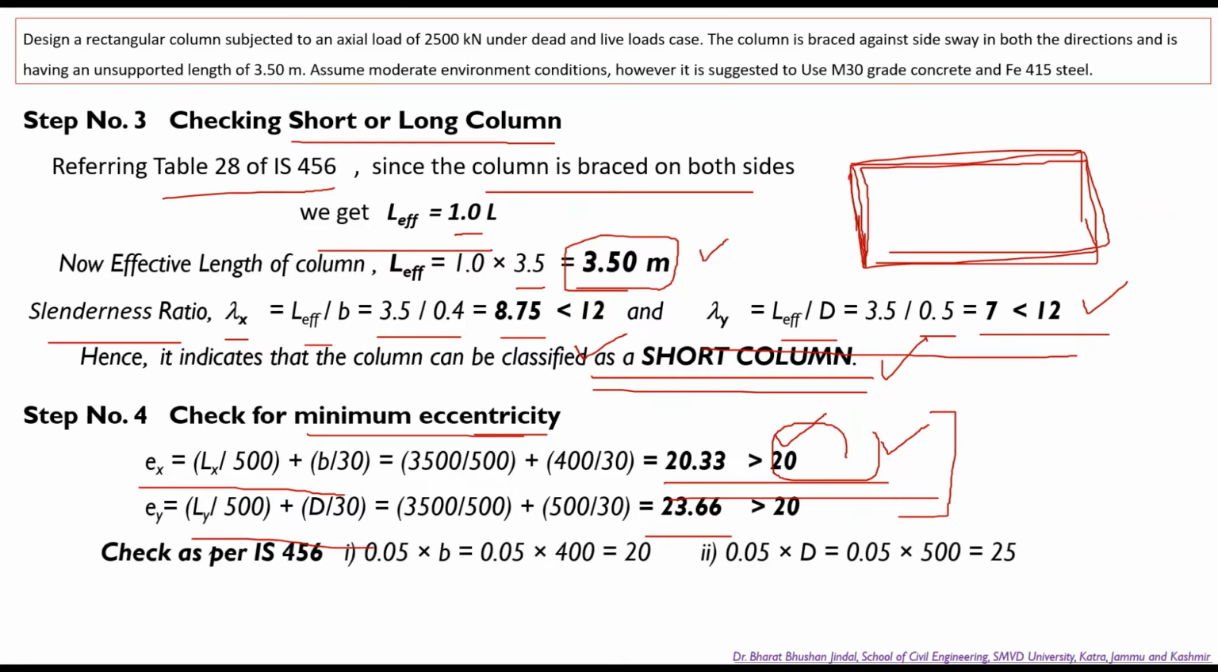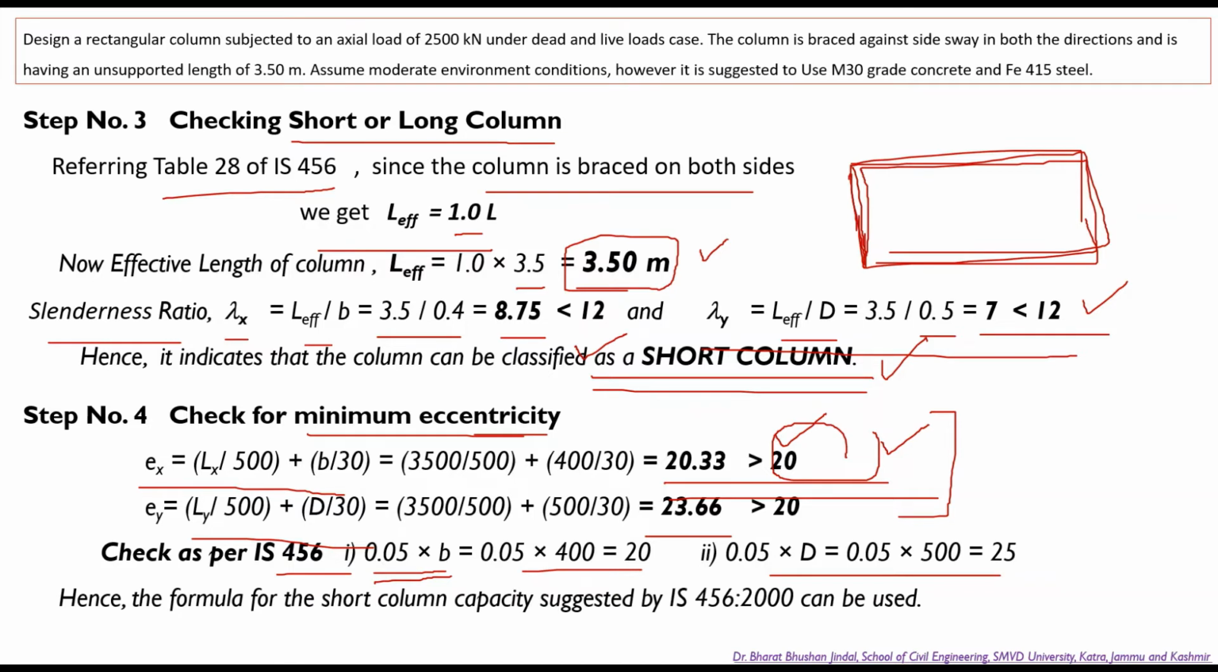Now we have to apply the check as per IS 456 guideline. Another guideline is that you have to check the dimensions of the cross section of the column, multiplied by 0.05. So it comes out to be 20, and on the other side it comes out to be 25. Hence we can say that this check for the minimum eccentricity follows the guideline mentioned in IS 456.